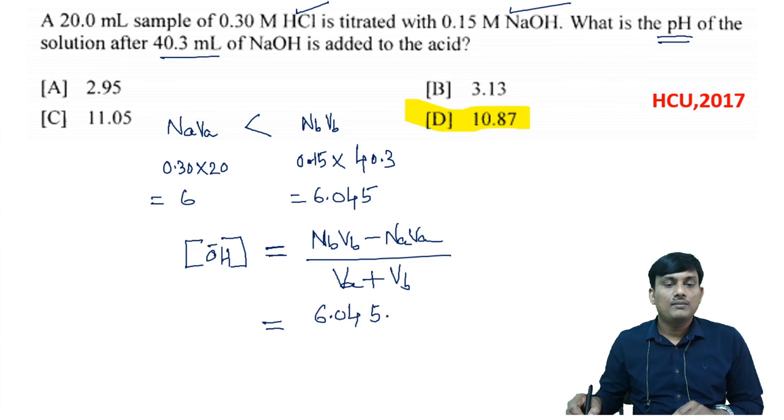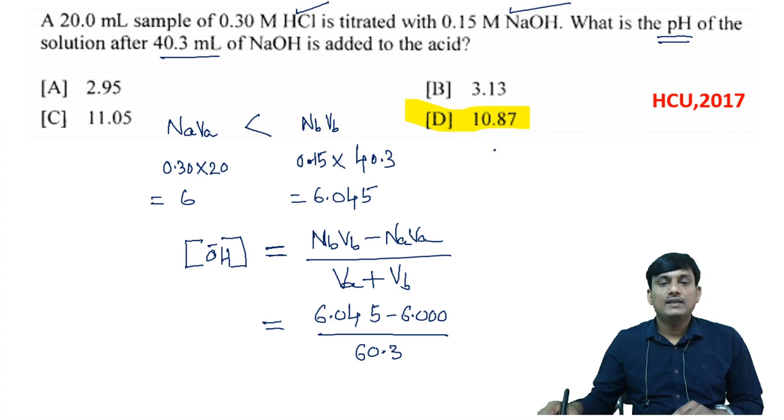So here concentration of OH minus is equal to NbVb 6.045 minus 6.000 divided by Va plus Vb. Va is 20 and Vb is 40.3. You will get 60.3.